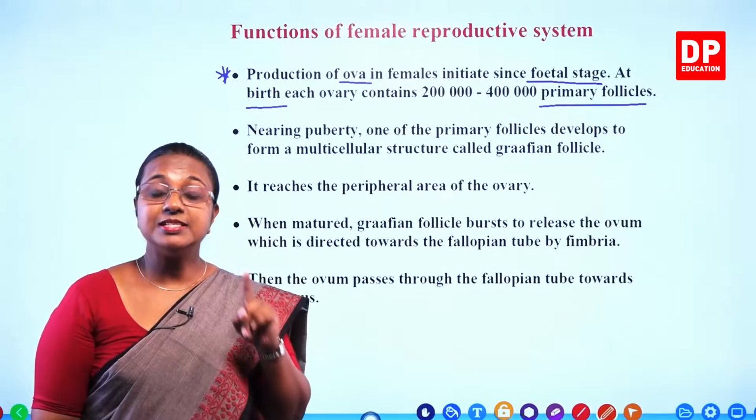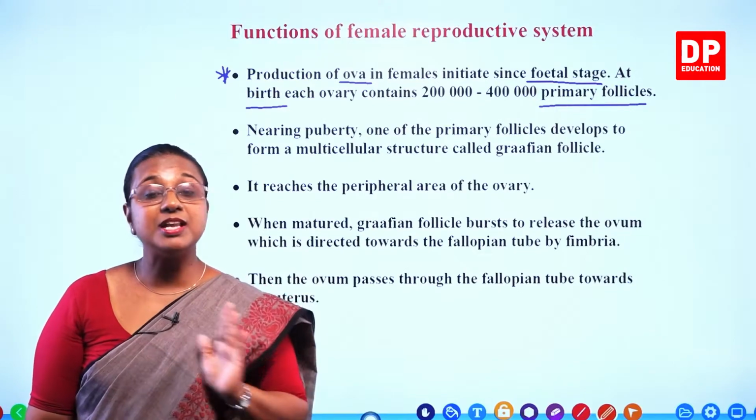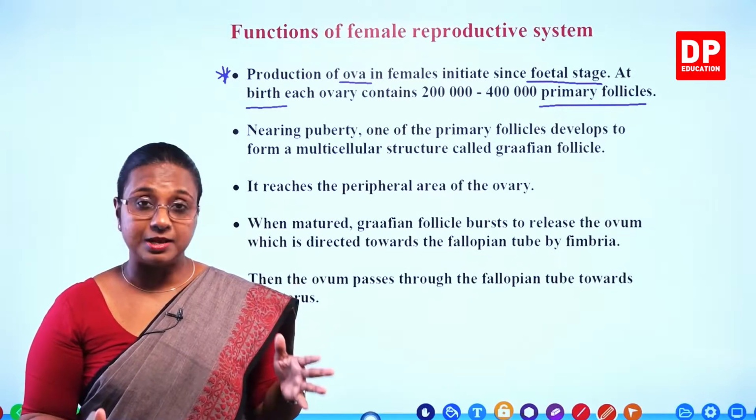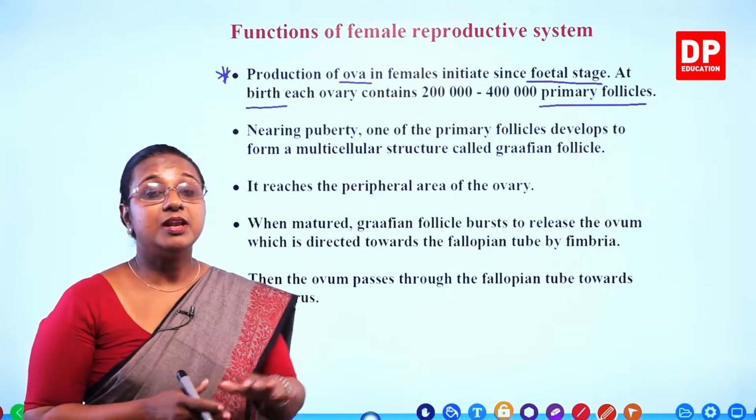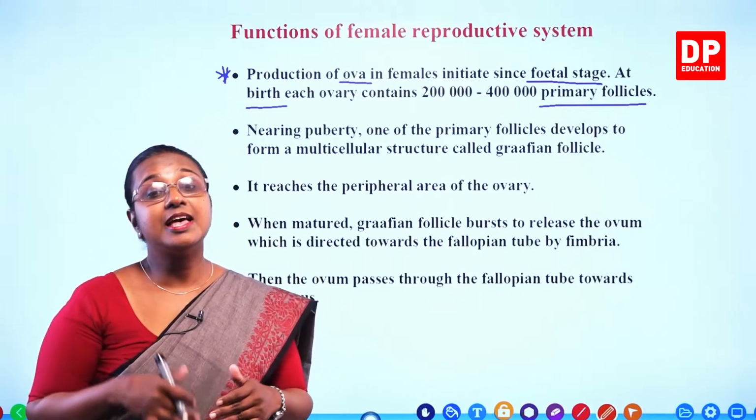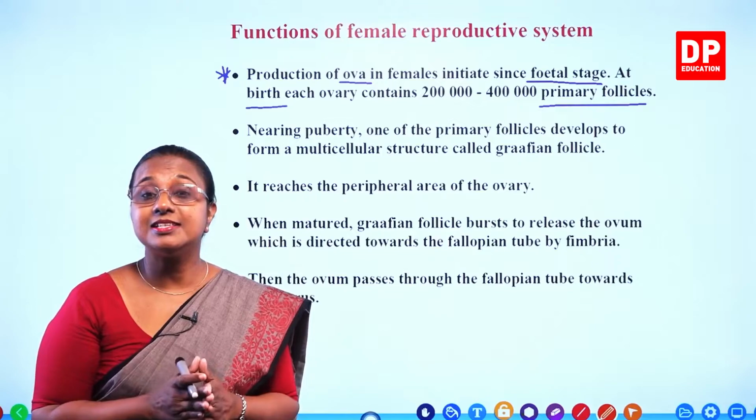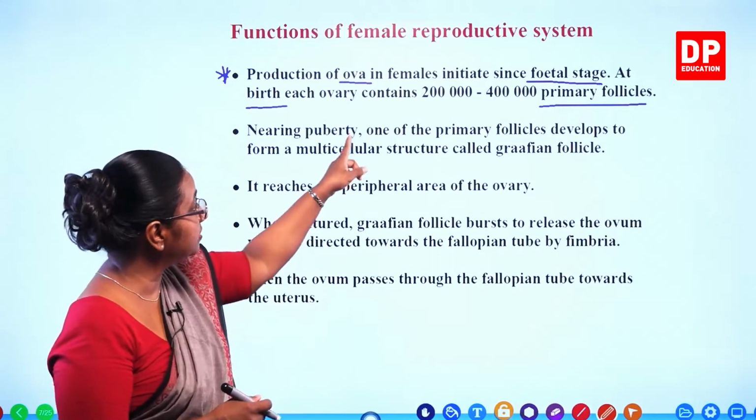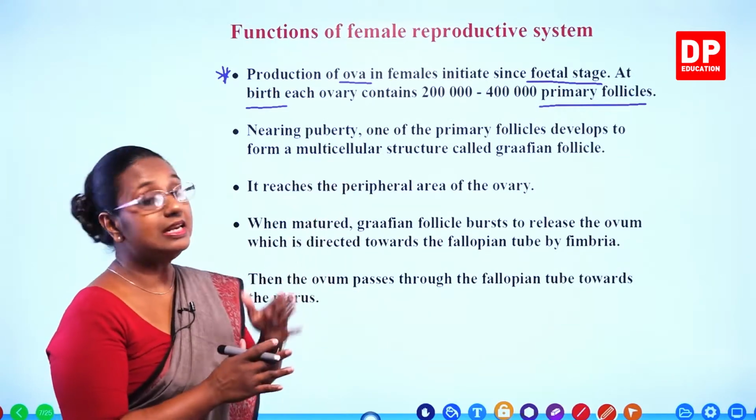That is why, students, in females, adolescence starts and the menstrual cycle stops at the stage that is known as the menopause. Within that period, the primary follicles will undergo changes, developing and releasing ova. So that is why there is a certain period between adolescence and menopause, because the number of primary follicles is already there at birth itself.